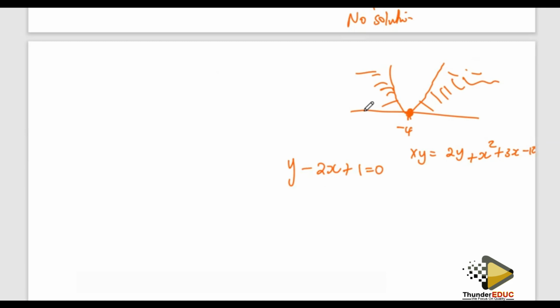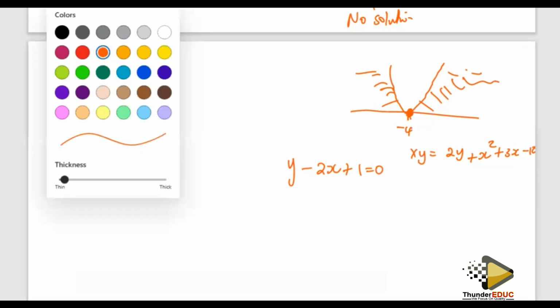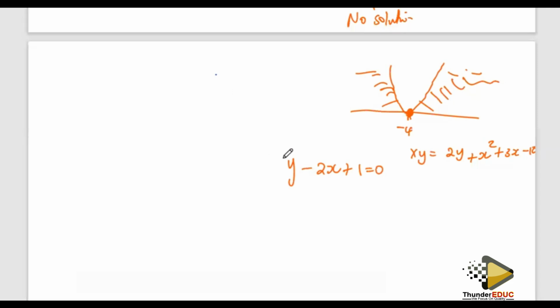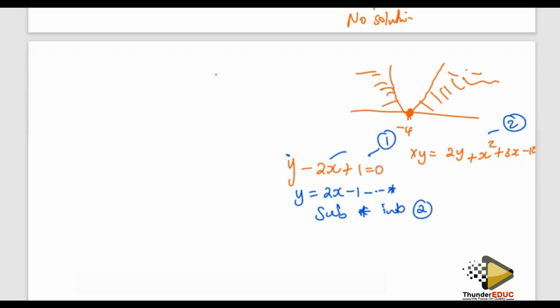So step number 1, we said identify which one is the linear and which one is the quadratic. The linear one is always the one that doesn't have any squares involved. Get one of the letters and make it the subject. y is the easier one to make the subject since it doesn't have any coefficient. So I'm going to move the 2x and the 1 that side, which means y is 2x minus 1. I'll call this my equation star. If this was equation 1, this is equation 2. Then I'll substitute equation star into equation number 2.